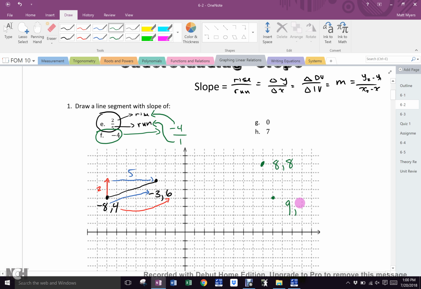9, 4. And I recognize that I went down from 8 to 4, which is -4, and I went over from 8 to 9, which is +1. And of course, I've connected this line. Is everybody good? Excellent.